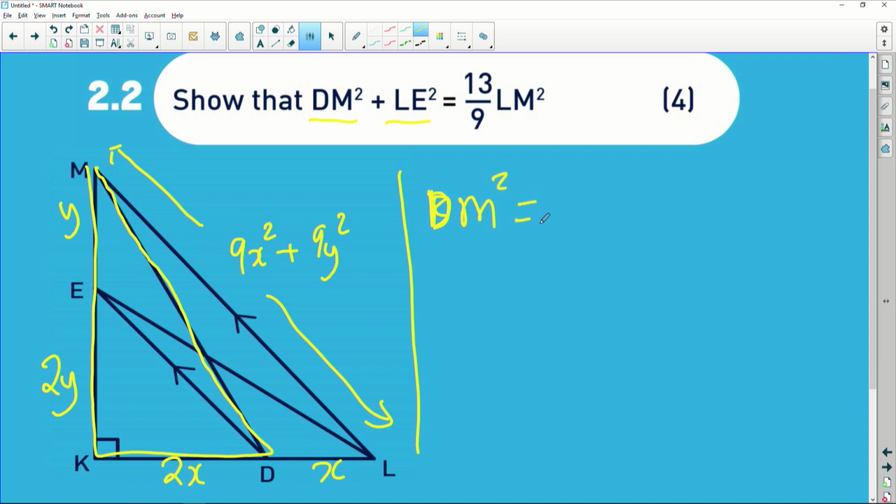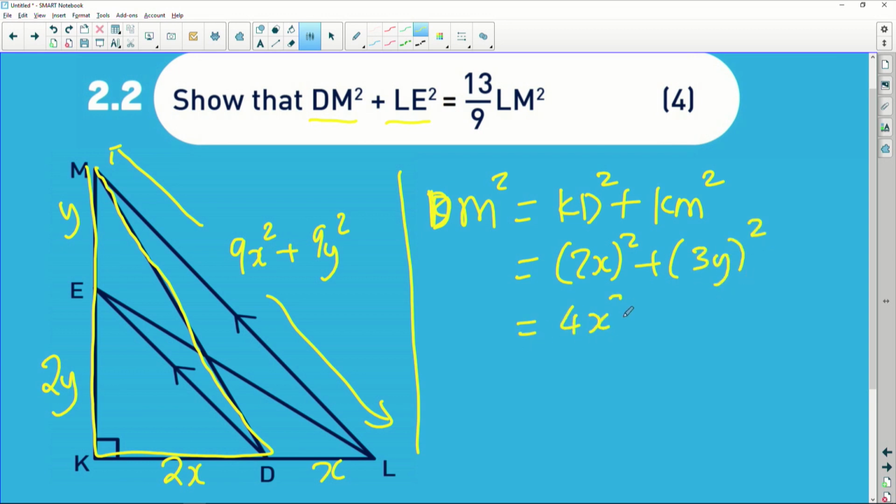DM squared is going to be equal to the bottom part there, which is KD squared plus KM squared. This is from Pythagoras. So this is basically 2x squared plus the other one is actually 3y squared, which basically becomes 4x squared plus 9y squared. That is the first distance that is expressed in this thing that we need to prove.